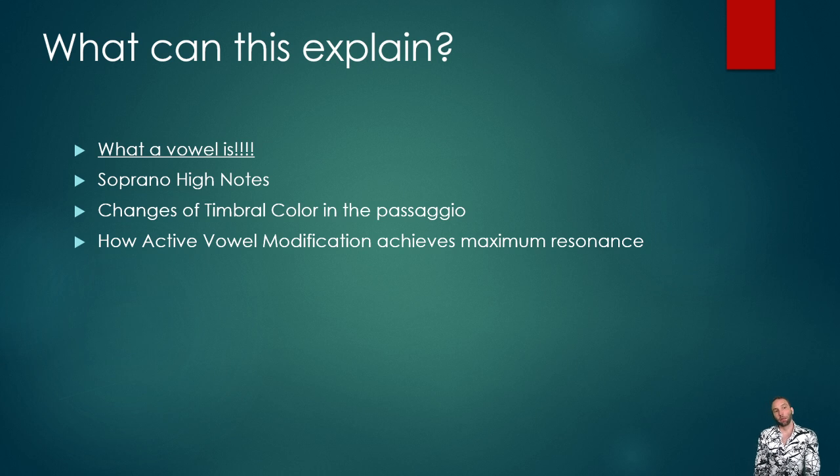And then we can also talk about how active vowel modification achieves maximum resonance. So the whole Pavarotti changing his vowels, singing the high B in Celeste Aida. We're going to look at that a little bit in the coming slides. All right, thank you so much.